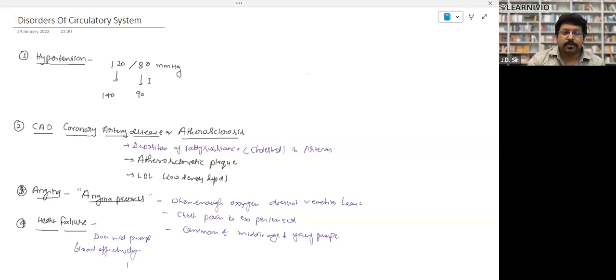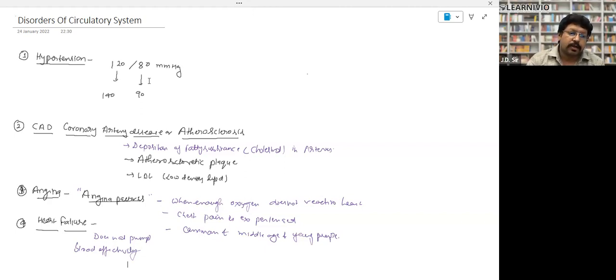The next one, CAD. That has been asked multiple times. What is CAD? Coronary artery disease, which is also known as atherosclerosis, right? This is also called the blockage.